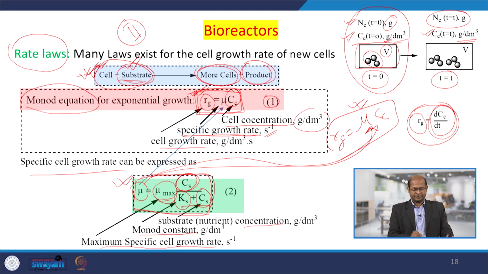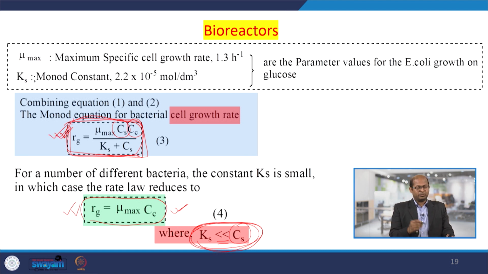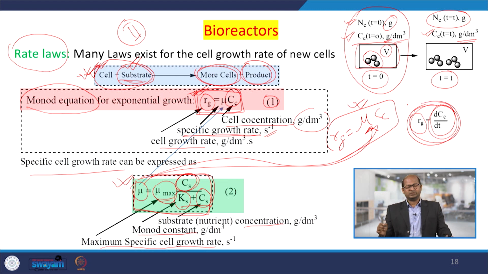Here are the two Monod equations: the Monod equation for exponential cell growth, and this is the specific cell growth rate, how we can express it. This is the combination of the two equations, the Monod equation for the cell growth rate, which is very important and would be frequently used. Also Rg equals dCc by dt, that is how we can express the cell growth rate, positive dCc by dt. Okay. So, these are the things we should know for the bioreactor study. These are the basic things.